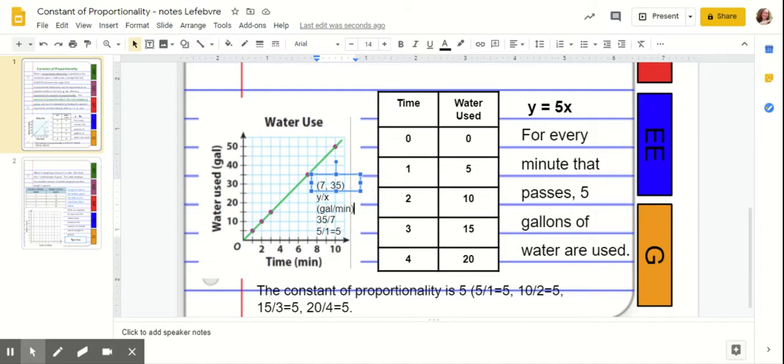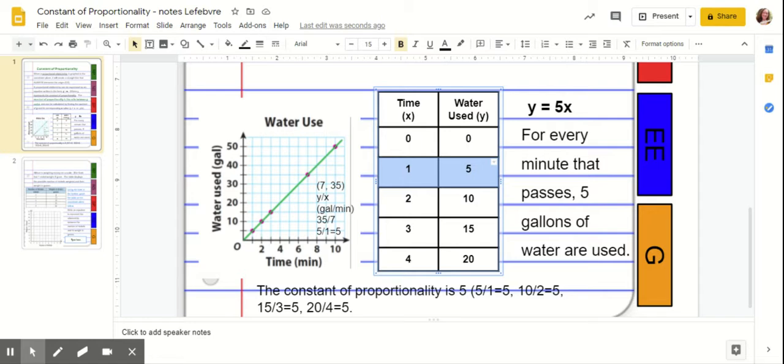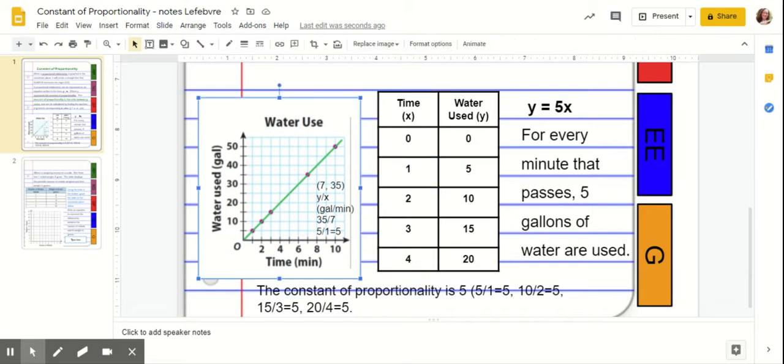This is how this looks in a table. Now, in a table, the first set of values here, these will be your x values. That's considered your input. And then the water used, or my second column, is going to be my y values. Well, in the same way I calculated my constant of proportionality from this graph, I could do this from this table as well. See here, I have a value. Again, I'm doing y divided by x, or y over x. Here, my y value is 5. My x value is 1. So I would write that as 5 over 1, just as we did here.